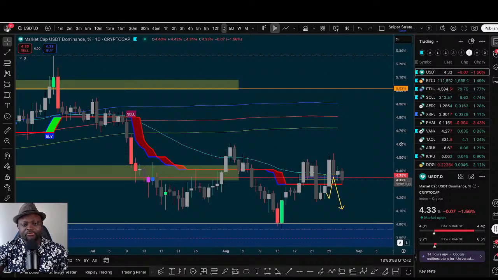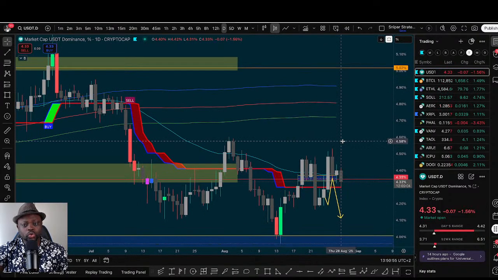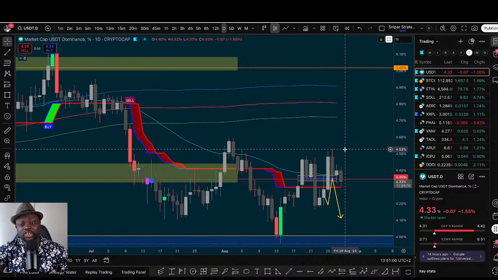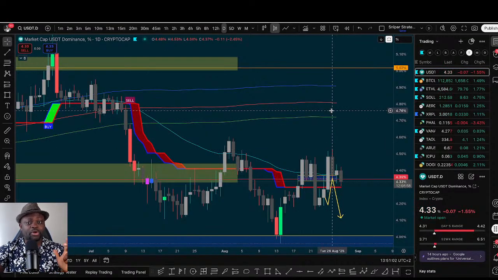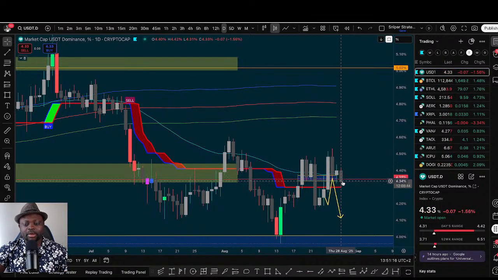Now, if Bitcoin is not able to break and close above that 50-day moving average, it means investors don't want to keep marking price to the upside. They want to favor more USDT dominance. So they want to be taking their money into USDT, into stable coins. In that case, dominance is going to increase in value, and the target is going to be the moving average here.